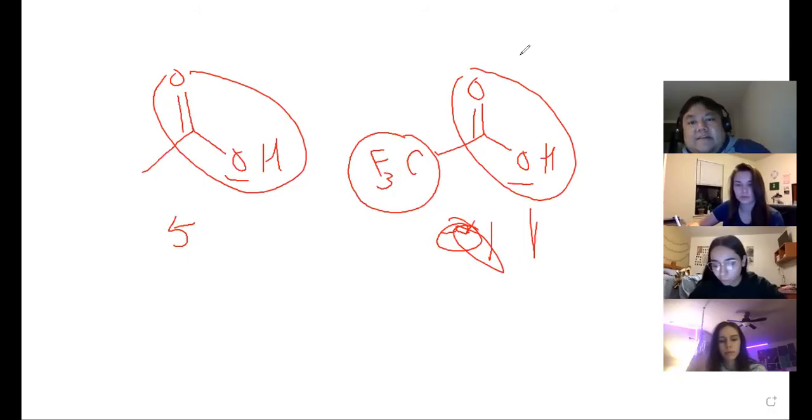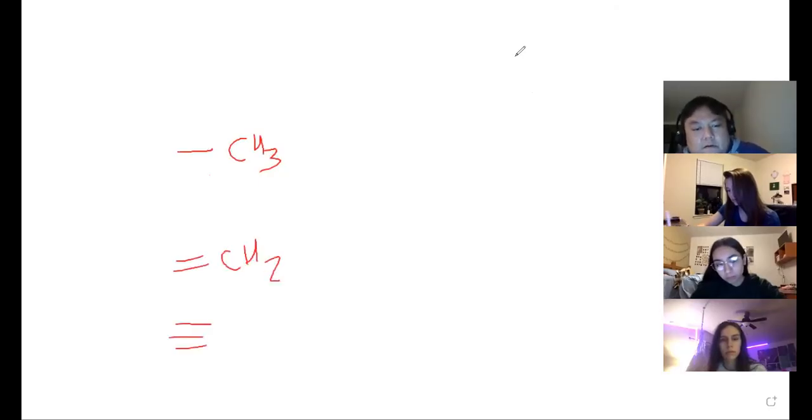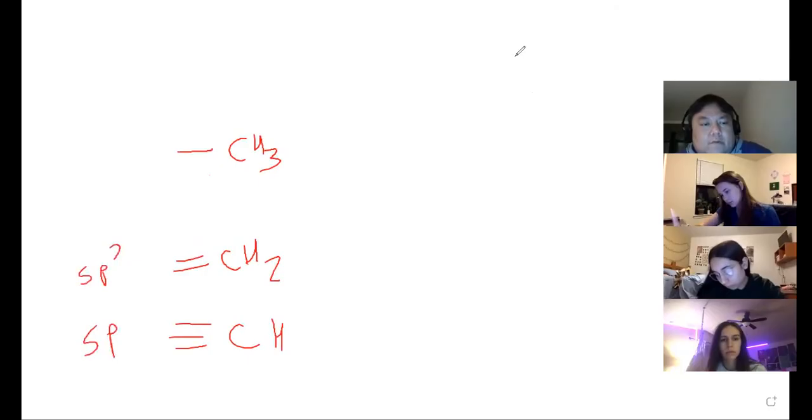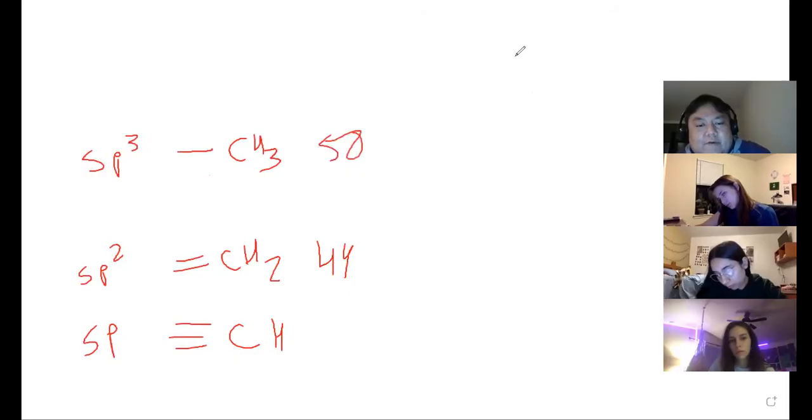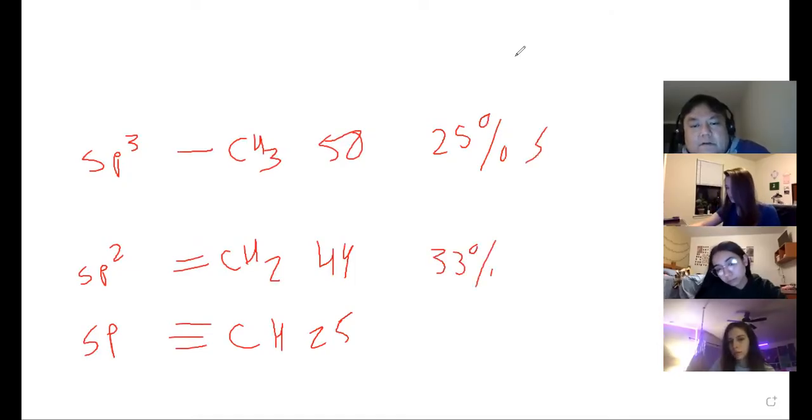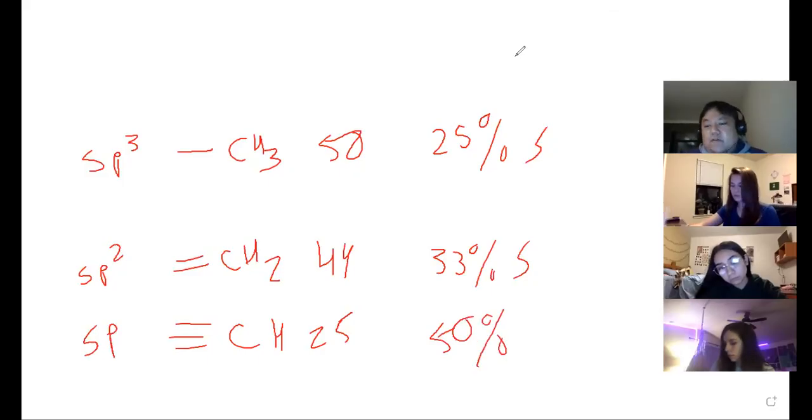And then finally, the last thing we worry about is our hybridization. So if I have an sp3 versus an sp2 versus an sp, the more s character we have, the more acidic it is. pKa 50, pKa 44, pKa 25. So this one is 25% s, this one's 33% s, this one is 50% s. Makes sense? So the more s character we have, the more acidic.